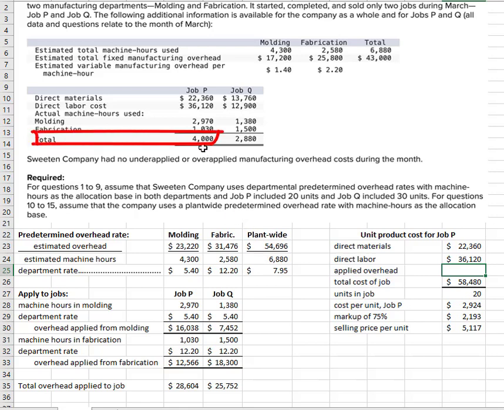Up here we can see they used 4,000 hours, so they would use the $7.95 times the 4,000. And you can see it changes the cost per unit, changes the sales price, and so forth. So your answers when you're using a plant-wide rate for the two jobs and the unit product costs are going to be different. Okay, let me know if you have any questions.